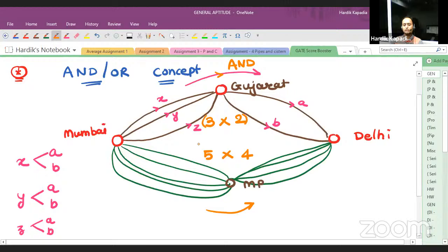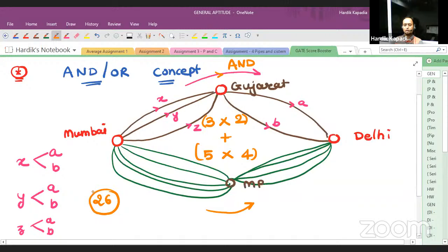Now for the total journey, we can say Mumbai to Gujarat and Gujarat to Delhi, or Mumbai to MP and MP to Delhi. So there'll be or, and for or we'll use addition. This is as simple as this. Total number of ways are 26.